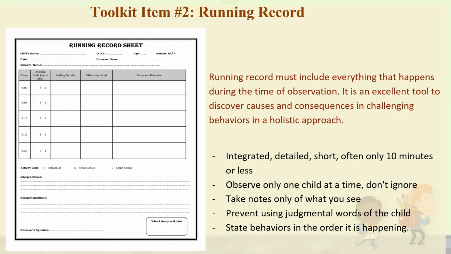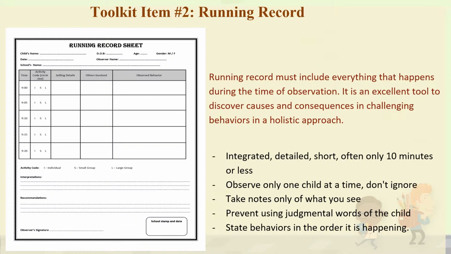Interpretation: there's a line provided where you can write down what you interpret while the child is portraying this type of behavior. Recommendations: as a teacher or an experienced individual, what you recommend. And of course, the observer signature, the school stamp, and the date.